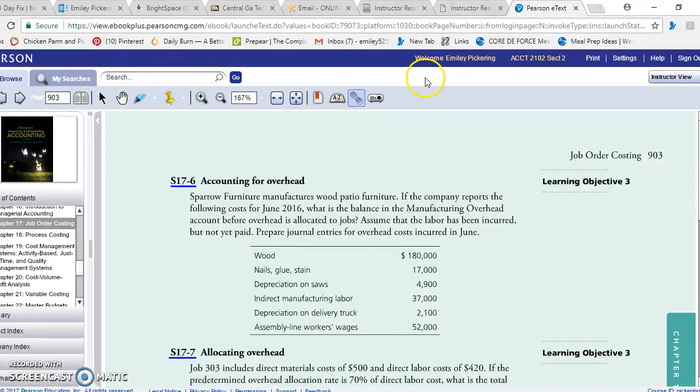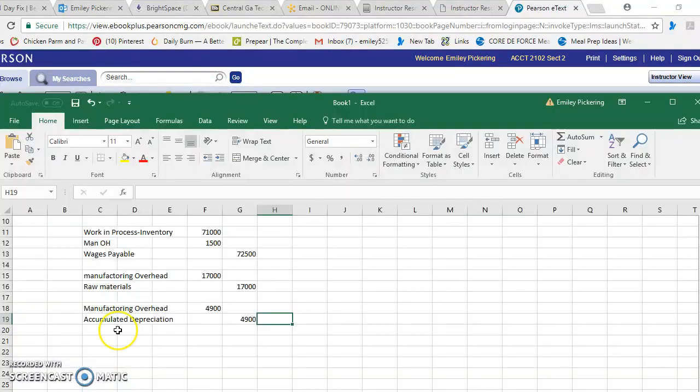And what else did we have in overhead? We had the indirect manufacturing labor. Because it's indirect labor, it's going to also go into manufacturing overhead. And that was 37,000. Let's assume again we haven't paid for it. If you put cash here, that's okay too, because it didn't specifically say. 37,000.